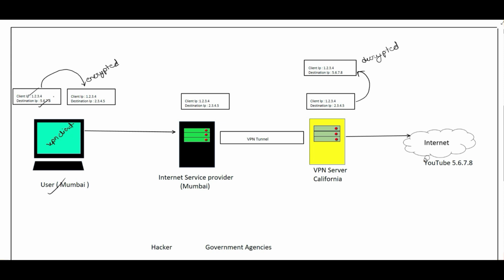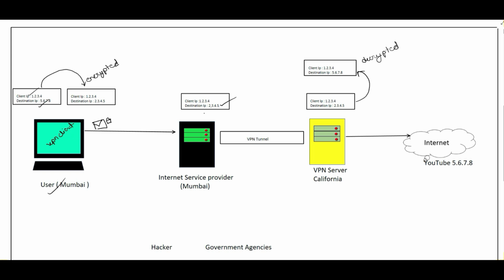The VPN client will change the IP address of youtube.com to 2.3.4.5. Basically, it will encrypt the data. So here the information is logged, and this same logged information will be sent to the ISP. When the ISP receives the information, it will check that the destination IP is 2.3.4.5. This is not youtube.com that the client is requesting, because the client is requesting 5.6.7.8. After encryption, the destination IP is changed, and the changed IP will be seen by the internet service provider.